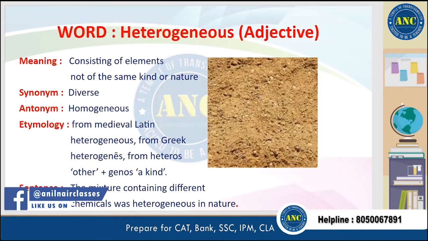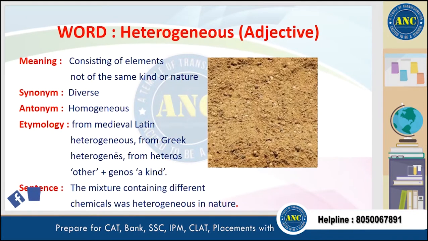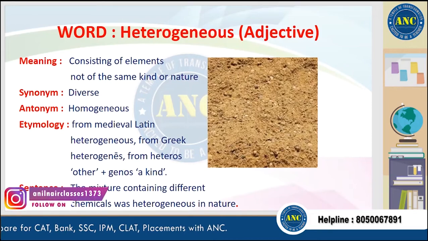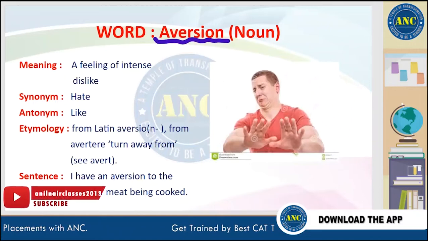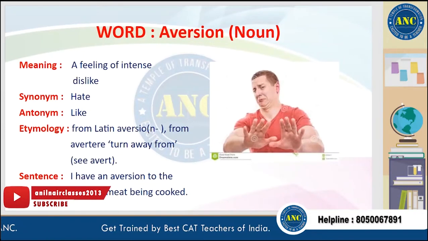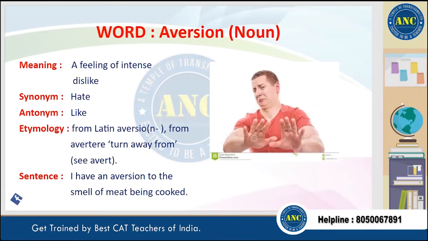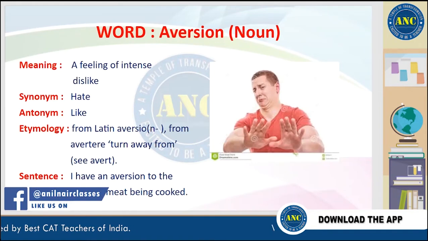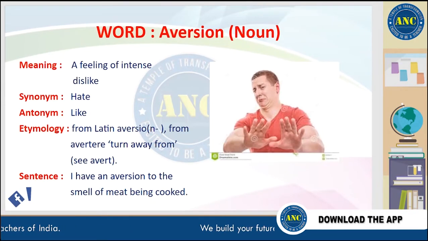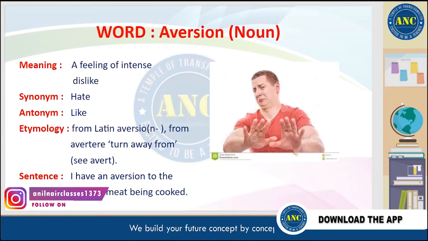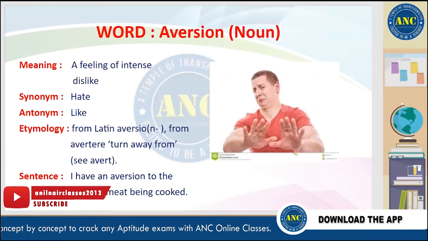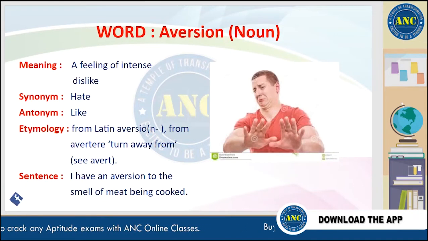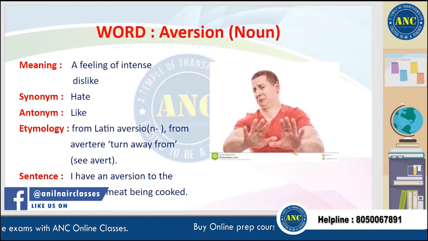Sentence, the mixture containing different chemicals was heterogeneous in nature. Moving on to the next word, aversion. Aversion means a feeling of intense dislike. A synonym for it is hate and an antonym for it is to like. It is derived from the Latin word which means turn away from. A sentence is, I have an aversion to the smell of meat being cooked.